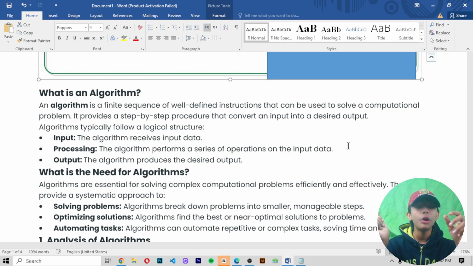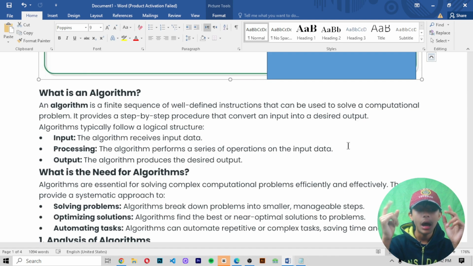Algorithms typically follow a logical structure. Number 1, input: the algorithm receives the input data. Number 2, processing: the algorithm performs a series of operations on the input data. Number 3, output: the algorithm produces the desired output.